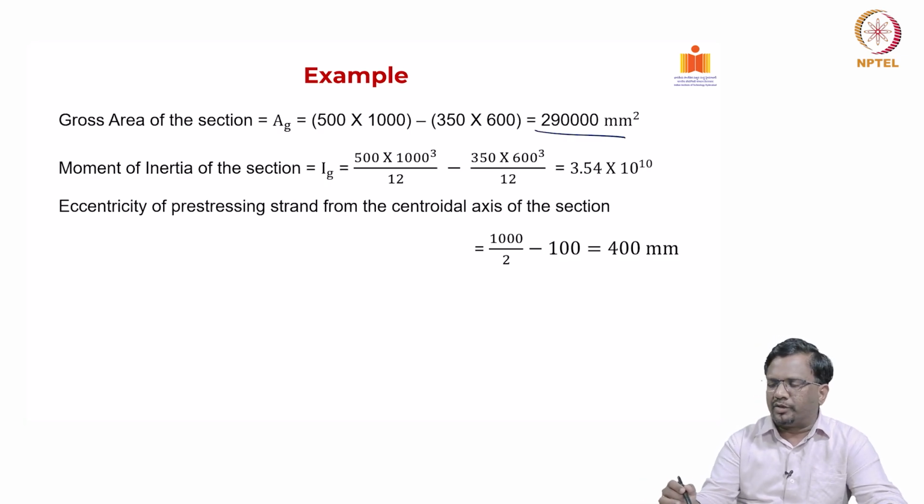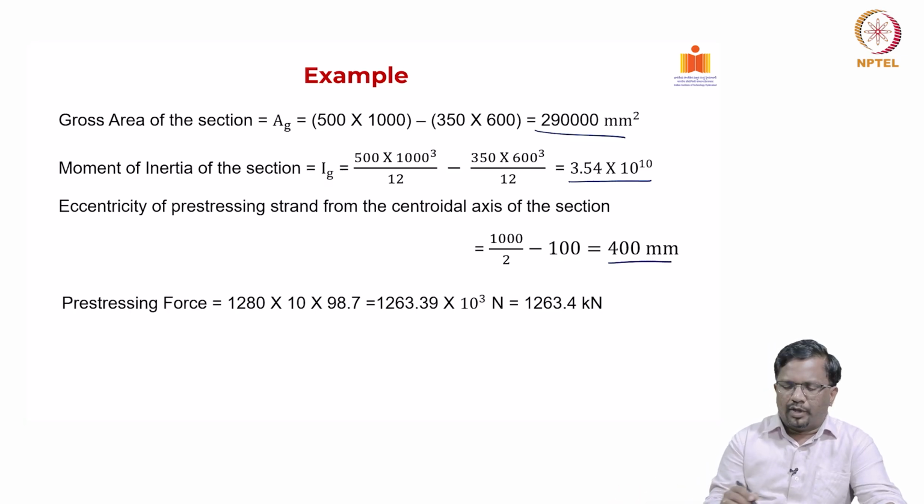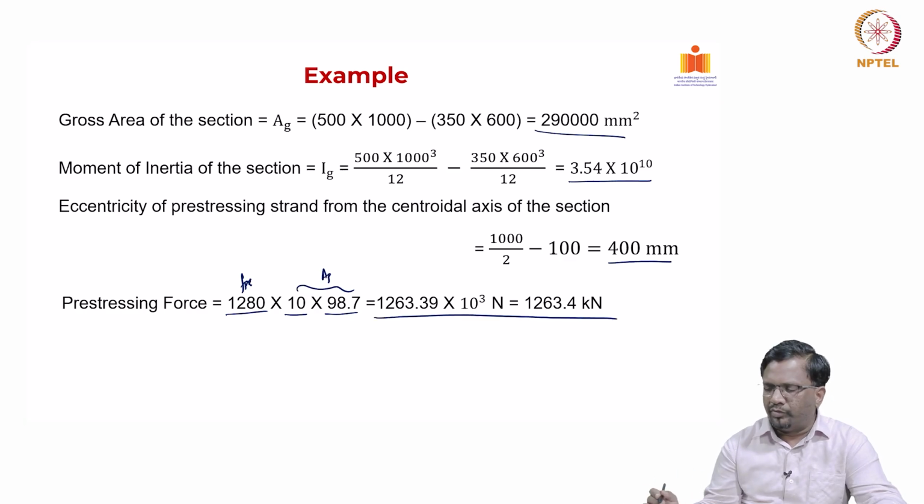Moment of inertia of cross section, again you know how to calculate that, works out to be 3.54 into 10 to the power of 10, and eccentricity of the pre-stressing strand is going to be 400 millimeter. Pre-stressing force: you can see now 10 numbers are there, and area is 99, and effective pre-stress, this is FPE and this is area AP. So, you substitute, you get the force of 1263.4 kilonewton.